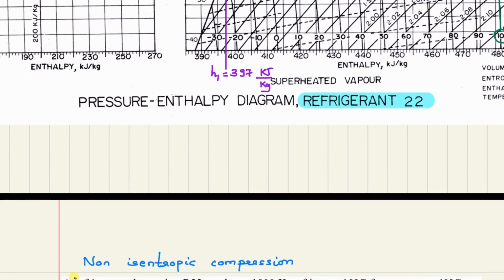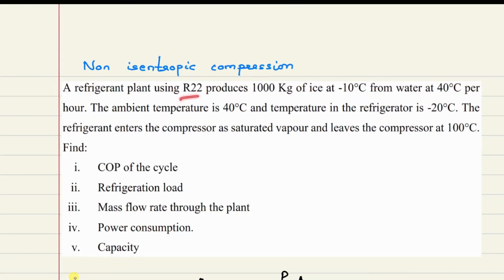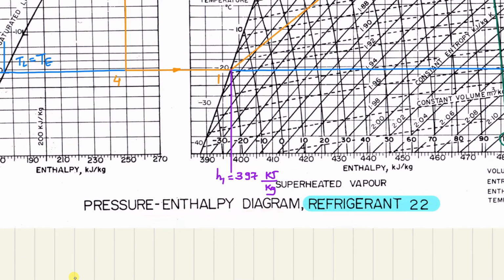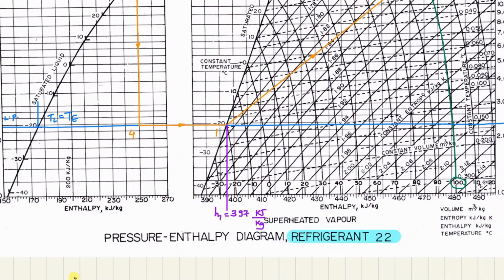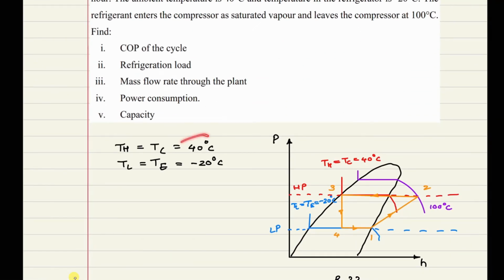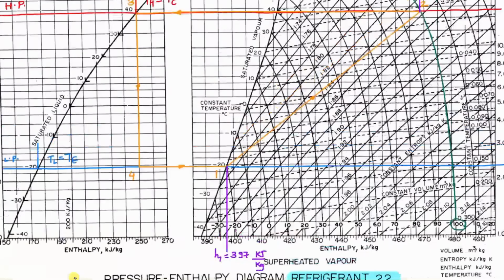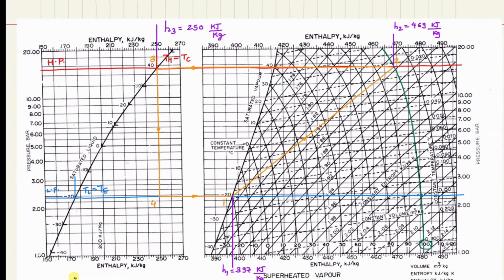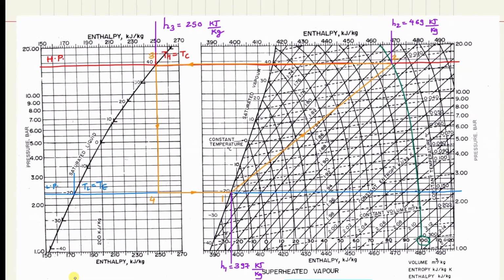Okay, so we'll go to the given chart. What is the given refrigerant? R22. So we have to see the pressure enthalpy diagram of R22 refrigerant only. Now what is the higher temperature given? 40. Lower temperature is minus 20. So just observe how I have marked here. Okay, higher temperature T high.